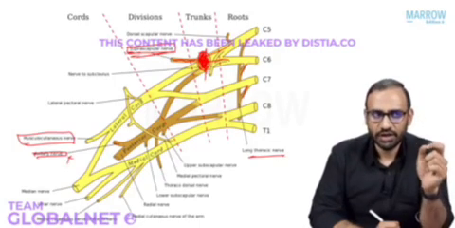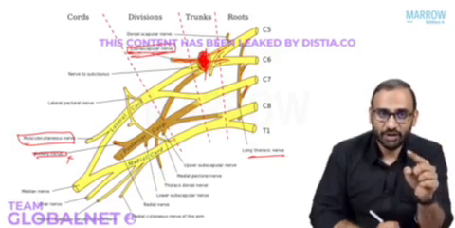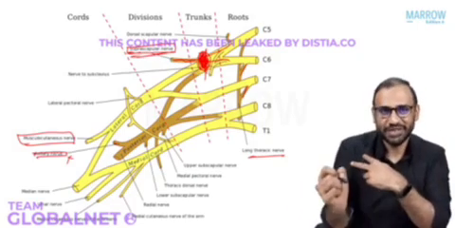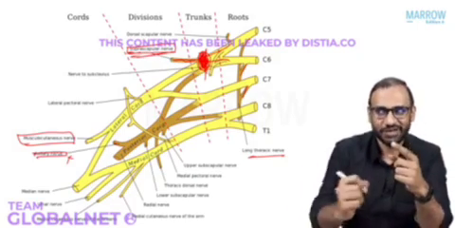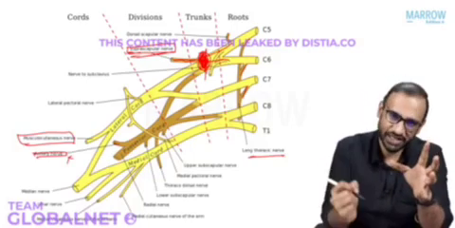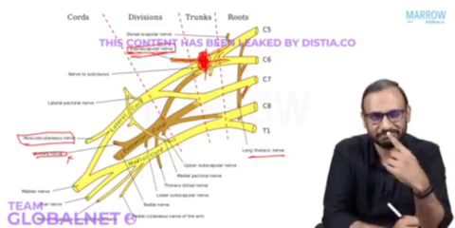Axillary nerve will be lost. Axillary nerve, we recall, supplies deltoid and teres minor. Deltoid abducts the shoulder, teres minor externally rotates the shoulder. So the patient will be unable to abduct and externally rotate, which means the shoulder will go into adduction and internal rotation.